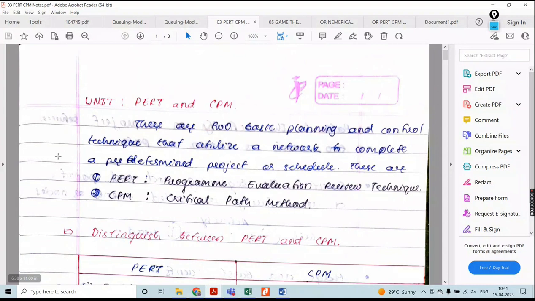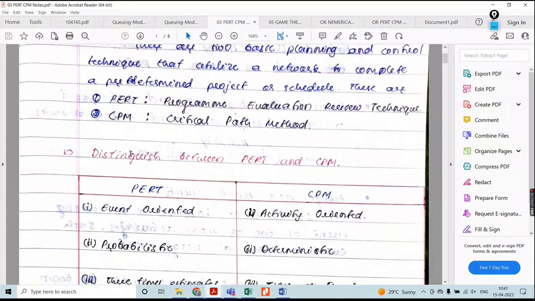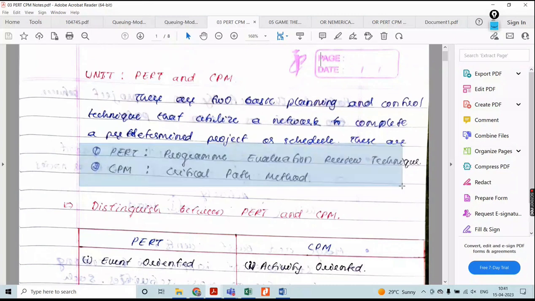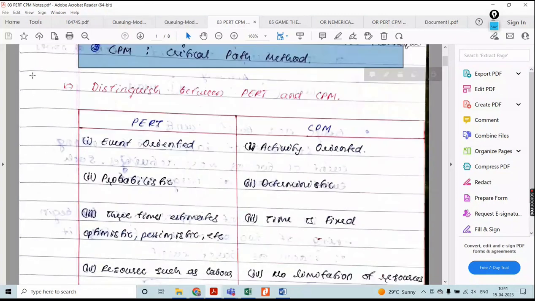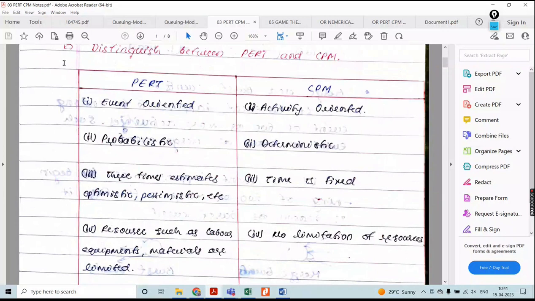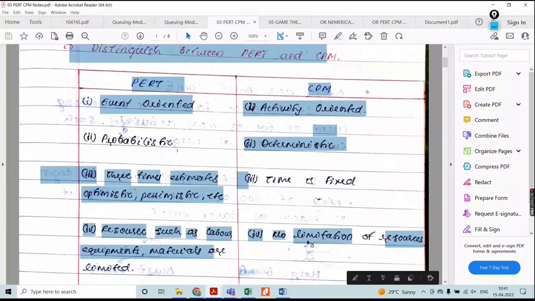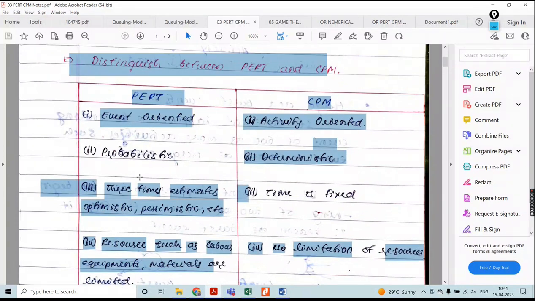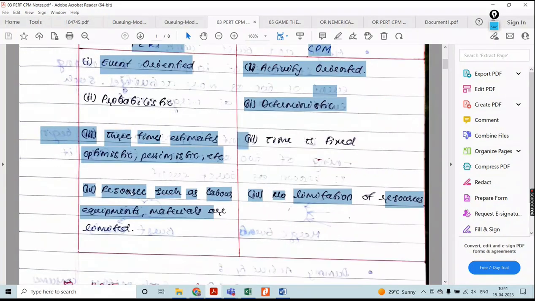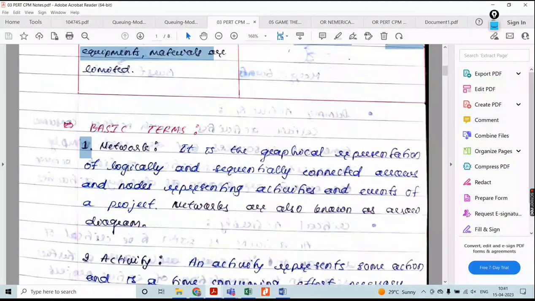PERT and CPM. Okay, in this PERT and CPM, what is the meaning of PERT? What is the meaning of CPM? That you can practice. Then the difference between PERT and CPM. This also is important. Okay, you might have learned this in management. PERT and CPM, the same thing which is to be presented.